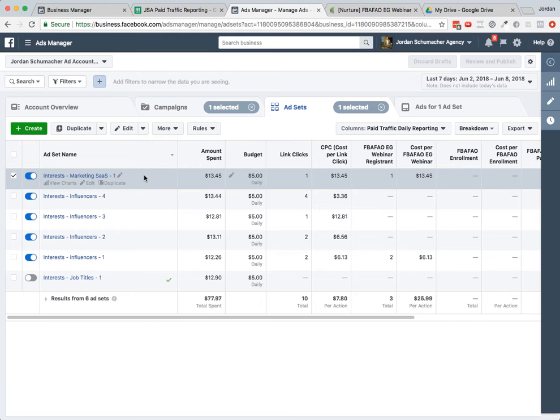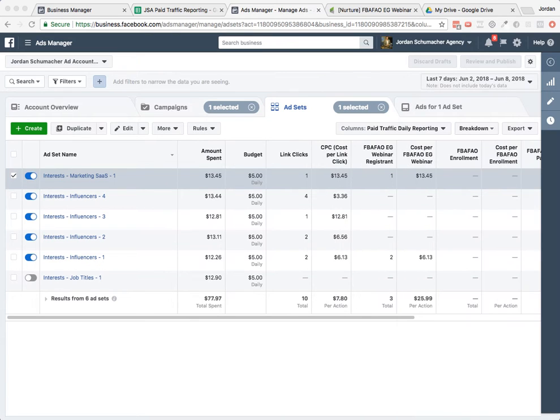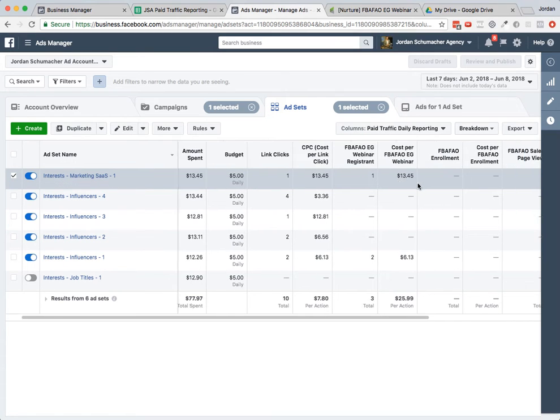Again, this is sort of the part where it becomes part art, part science. And so, yes, obviously a $13 cost per click is well out of our KPI of a $2 cost per click. But at the end of the day, all I care about is my cost to acquire a customer. And so it's possible that these customers, or this traffic, is actually much more qualified than anyone else.